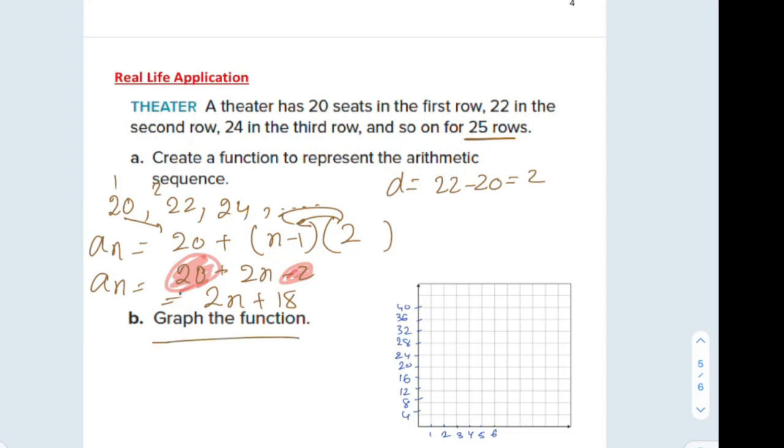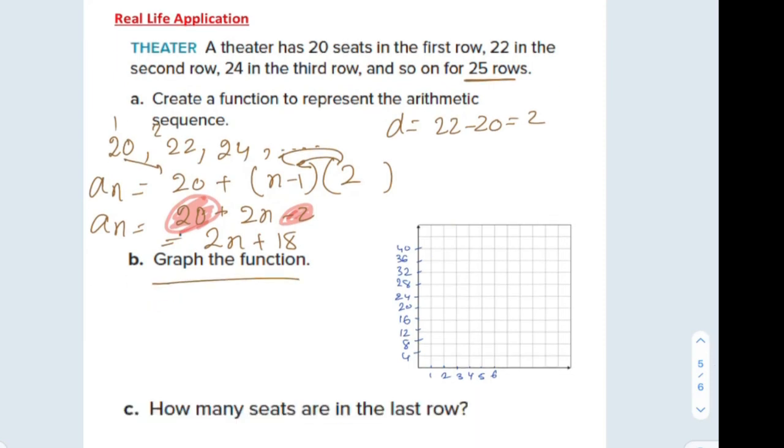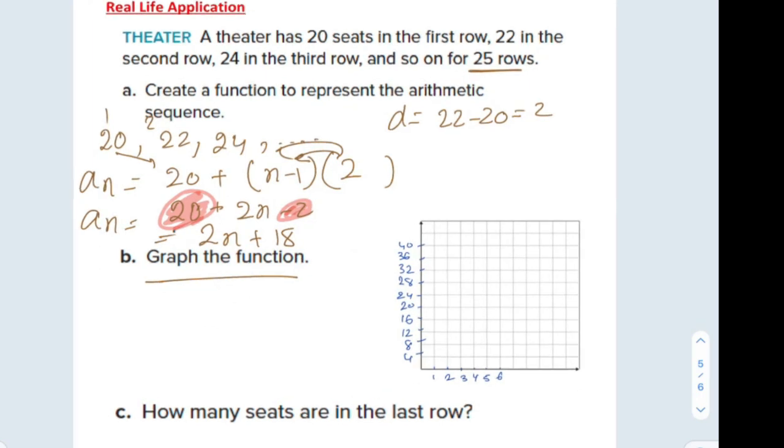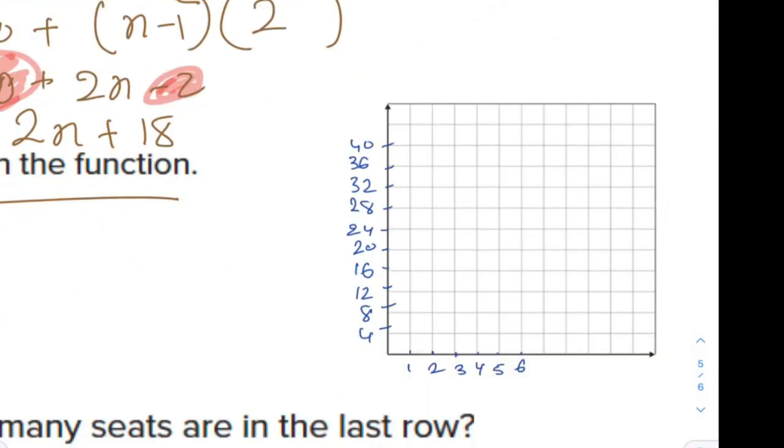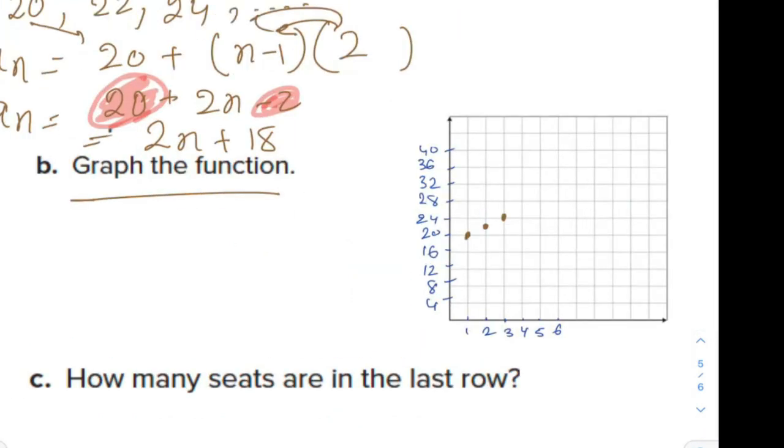Now graph the function. To graph the function, we don't even need to follow the equation. We know the sequence. Term number 1 was 20, so I changed the scale using multiples of 4. Term number 1 is 20, term number 2 is 22, term number 3 is 24, etc. And it is very obvious that it should be a linear pattern. All arithmetic sequences represent linear functions, a linear pattern. So you can continue and plot the rest of the points.